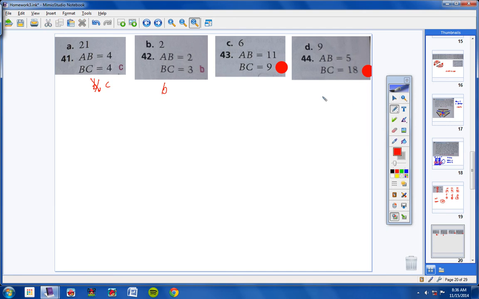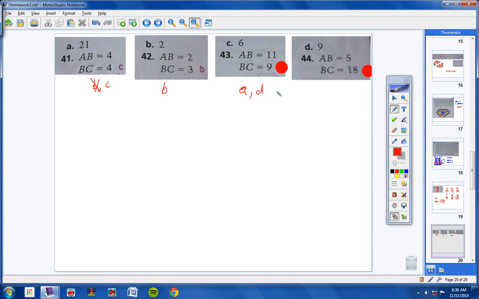Okay, so let's try A over here. 21. Let's try 9, 11, 21. That works. 30 is greater than 21, so A works. Let's try D. D also works. 9, 9, 11. 18 is bigger than 11, so D also works.